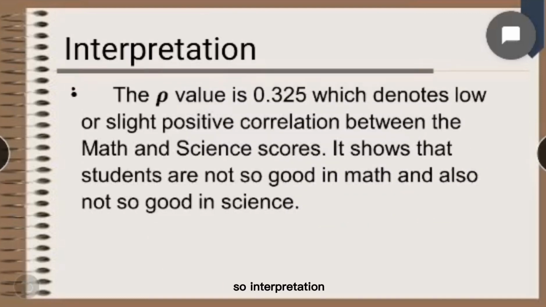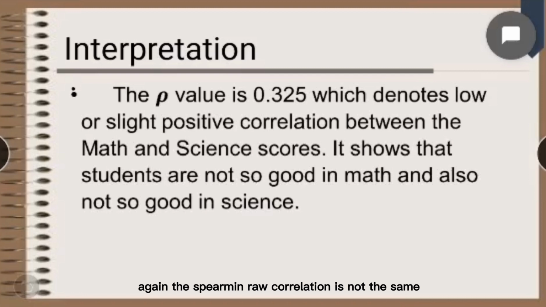So, interpretation, the P or ang ating R sum value is 0.325, which denotes low or slight positive correlation between the math and science scores. It shows that students are not so good in math and also not so good in science. So why is it denoted that it is low or slight positive correlation? And bakit wala tayong correlation? Why is there no kinds of correlation, the positive, negative, and the zero?